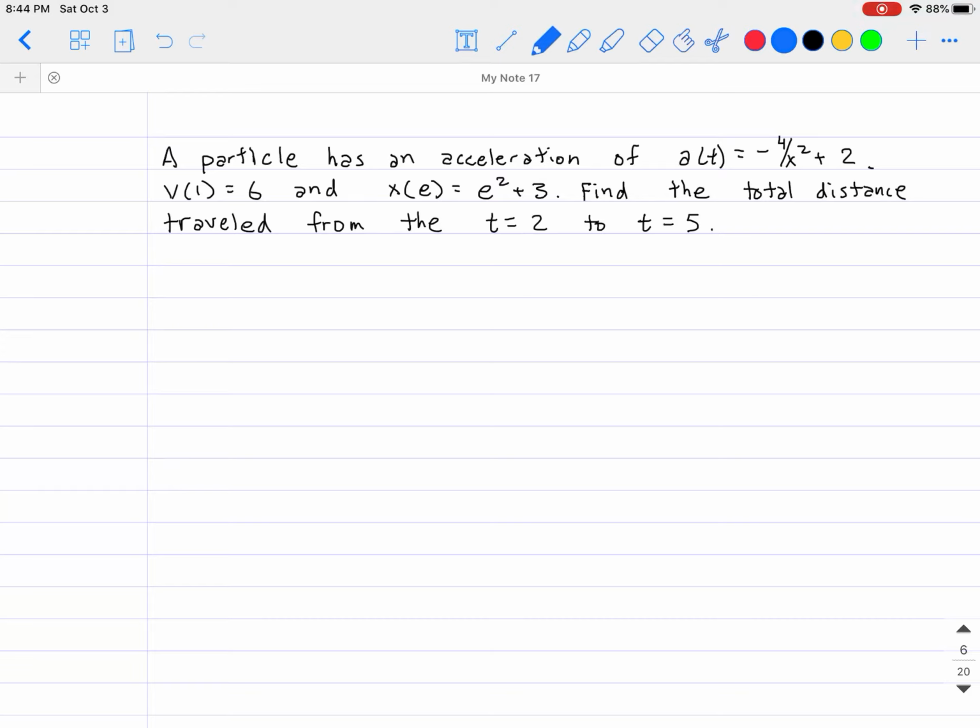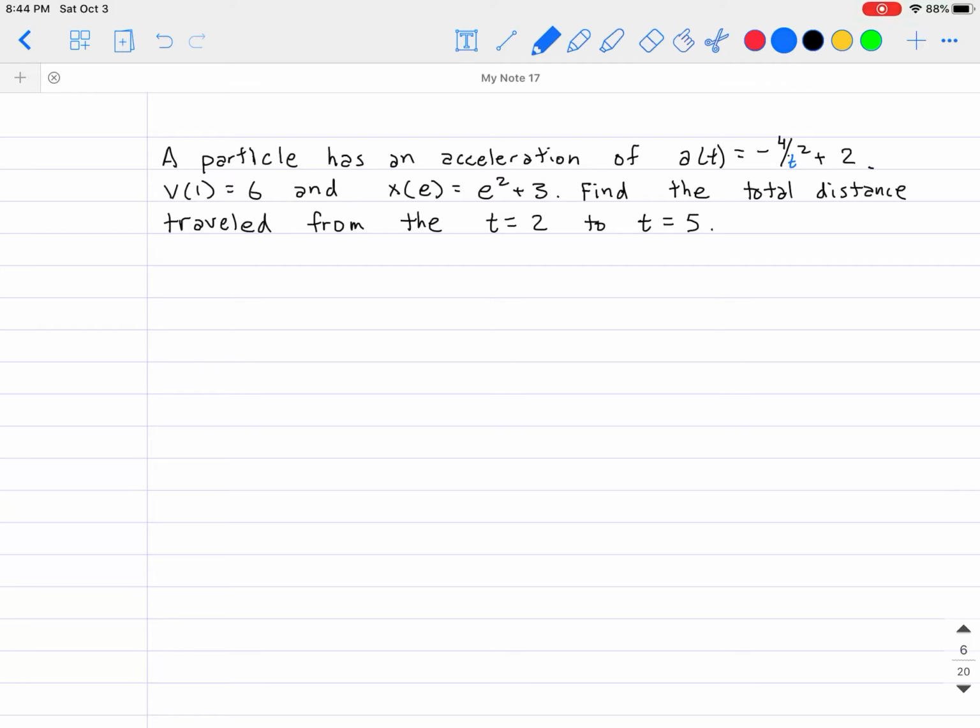Here, we're going to have the following. A particle has an acceleration of a of t equal to negative 4 divided by t squared plus 2. So let me change that a little bit, so I make sure my variables are matching. And then we have v of 1 equal to 6, and x of e equal to e squared plus 3. So the velocity at t equal to 1 is 6, and for the position, when time is equal to e, the position is e squared plus 3. I want to find the total distance traveled from the time t equal to 2 to t equal to 5.